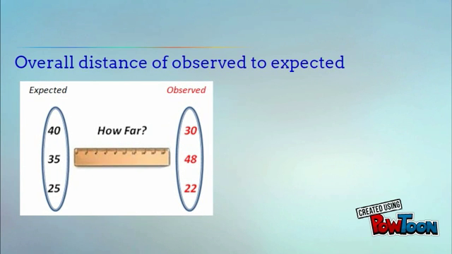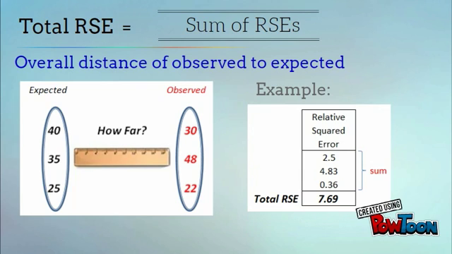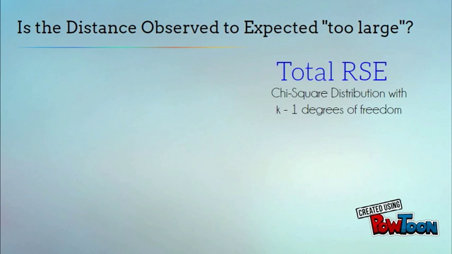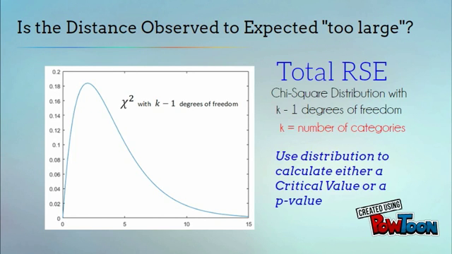Now, to find the overall distance between all observed and expected counts, we sum the relative square error to get the total relative square error. In our example, the total RSE is 2.5 plus 4.83 plus 0.36, which is 7.69. Lastly, to determine if this overall distance is large or small, statistically speaking, we note that the total RSE follows a chi-square distribution with k minus 1 degrees of freedom, where k is the number of categories. Using this distribution, we can calculate either a critical value or a p-value and determine whether or not there is evidence to reject the null.